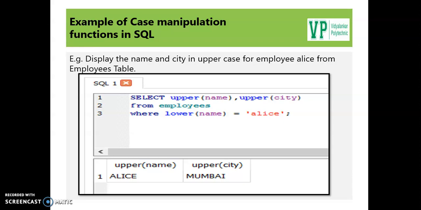But you can see in the output that Alice is in uppercase, whereas the city Mumbai is also in uppercase. So this is how you can apply these single row functions. So this is about case conversion functions of SQL string functions.